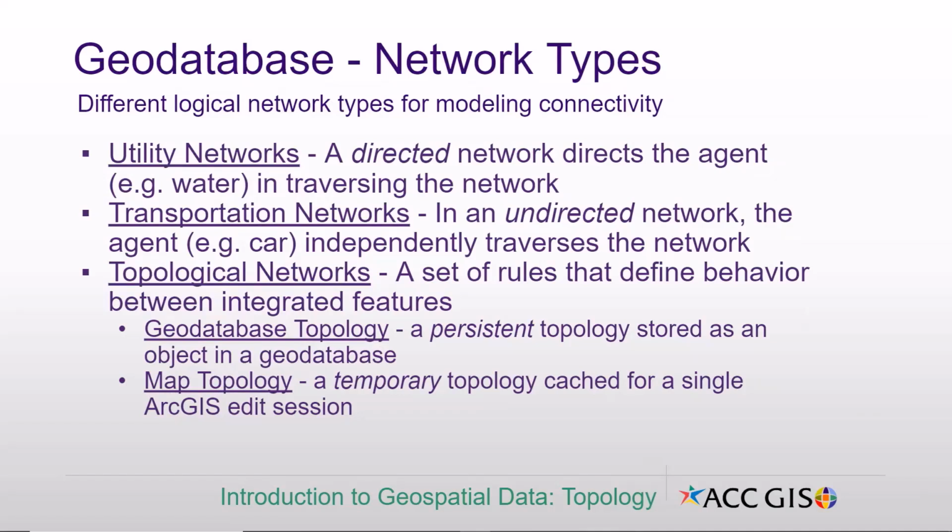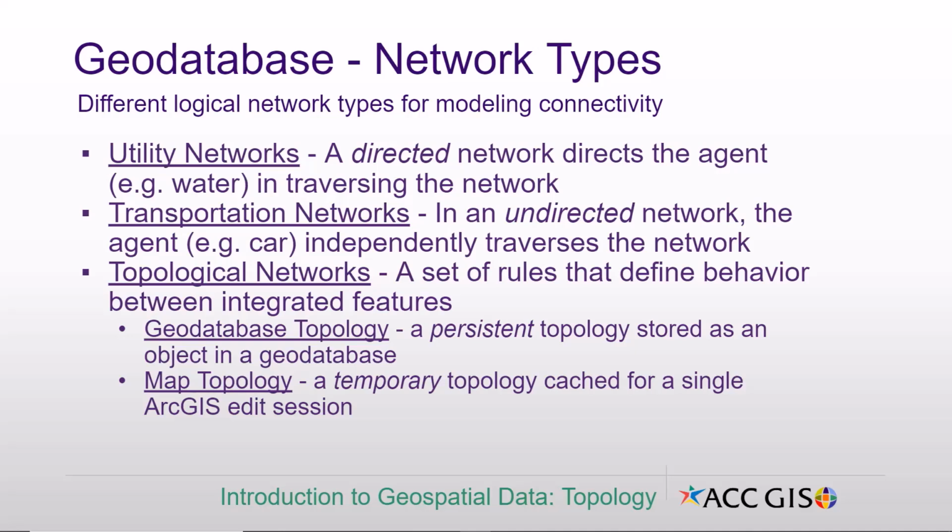There are three primary types of networks that we can store in a geodatabase: utility networks, transportation networks, and topological networks. Utility networks are directed networks in which the network directs the agent in traversing the network. In this case, water, for example, traversing a stream network. Transportation networks are undirected networks in which the agent independently traverses the network. For example, how a car can traverse a street network by deciding which route it wants to take.